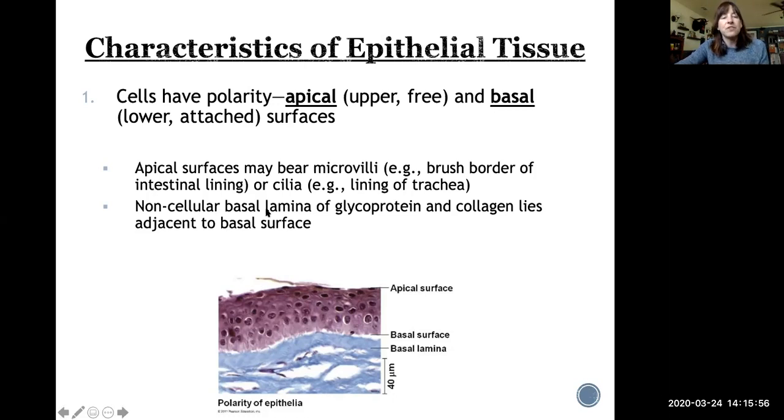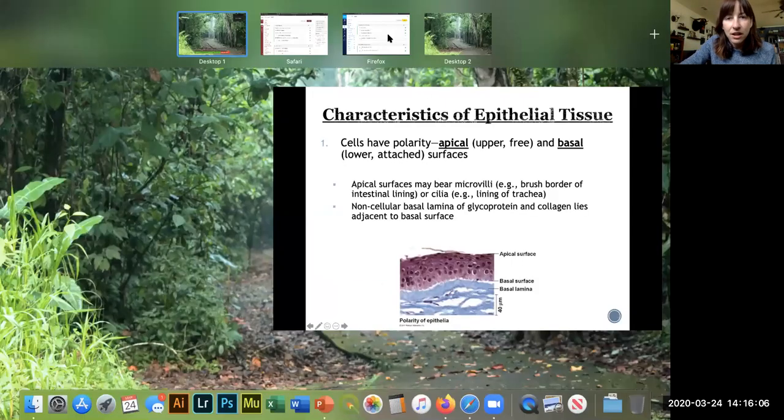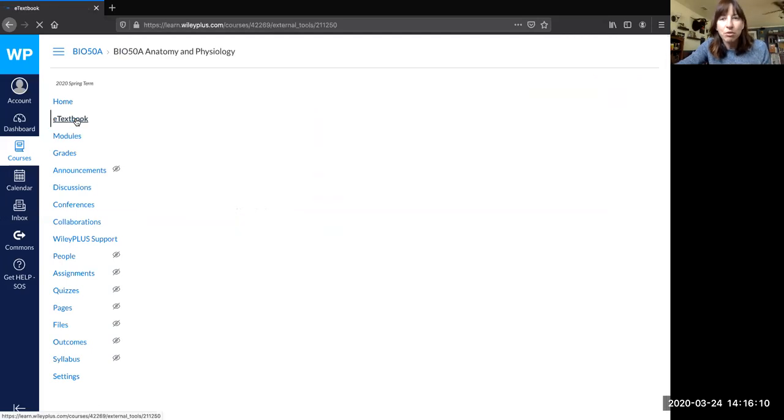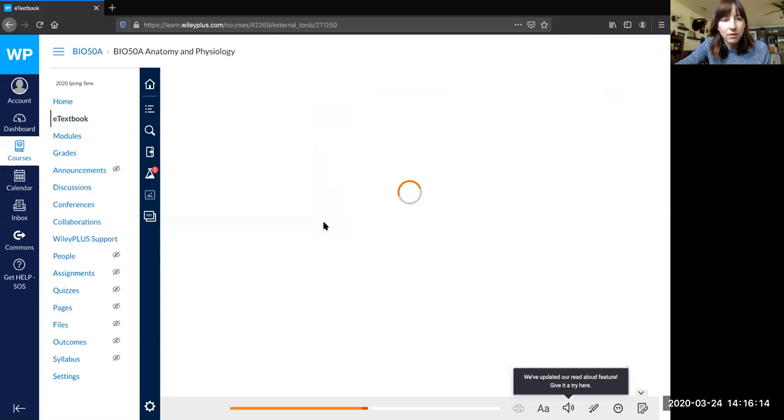The apical surfaces of epithelial cells may have microvilli, which we haven't talked about yet, but that's basically little, actually, let's be smart and I can actually take you through the textbook here, which would be pretty sweet. Let's see if we can get this going.